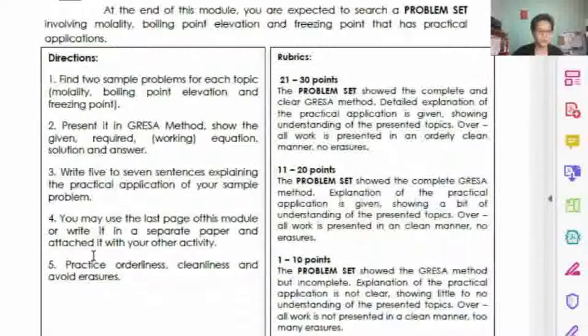And then, you may use the last page of this module or write it in a separate paper and attach it with your other activity. And then, practice orderliness, cleanliness, and avoid erasures.